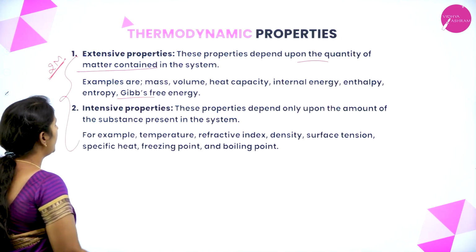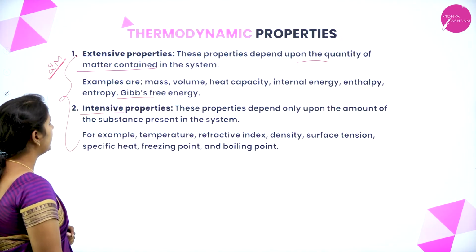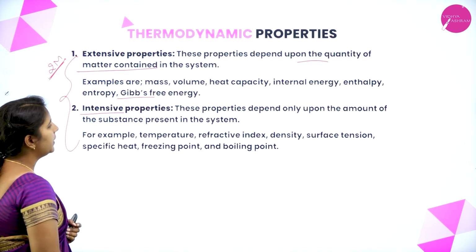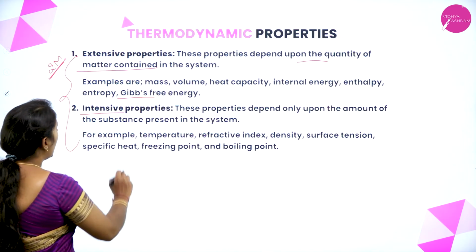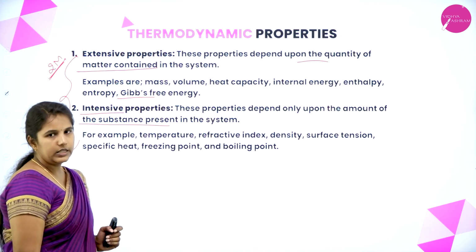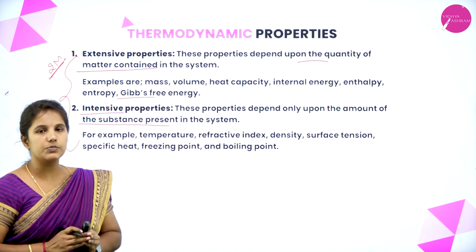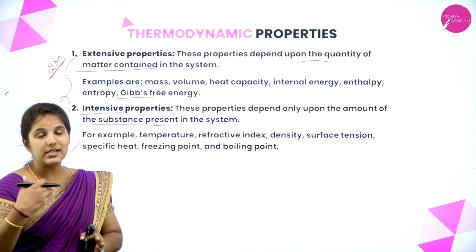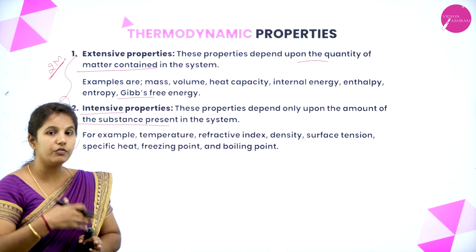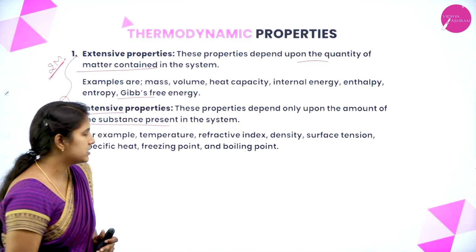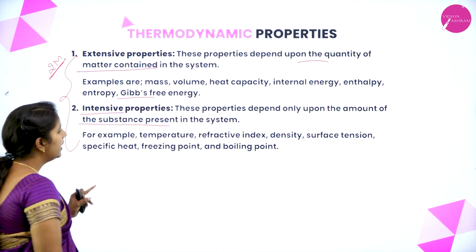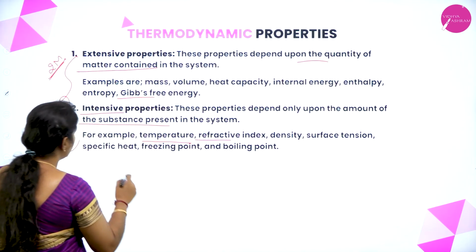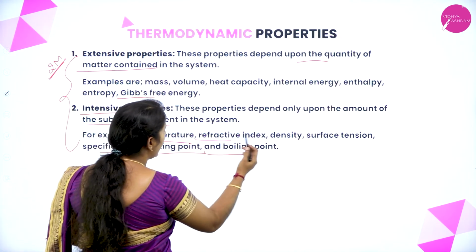We have one more property known as intensive property. One is extensive and the other is intensive. Extensive properties depend upon the amount of the substance present in the system, how much is present, expressed in terms of quantity. Intensive properties are independent of the amount. Examples are temperature, refractive index, density, surface tension, specific heat, freezing point and boiling point.